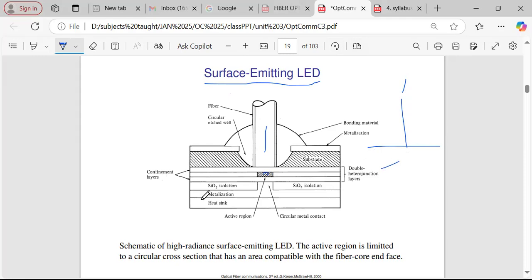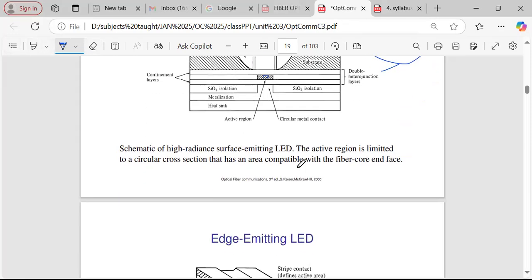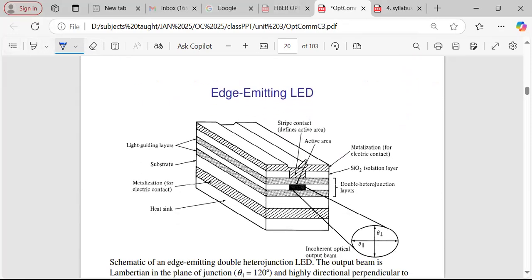And here we have used the double heterojunction structure. This is the active region. This is the heat sink. This is all about this surface emitting LED. The main point to keep in mind is the orientation of this optical fiber. So basically this is all about the surface emitting LED.